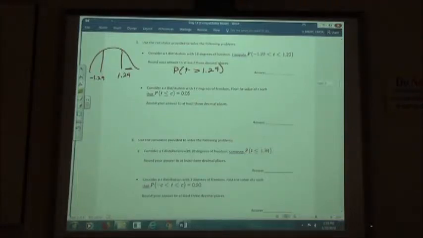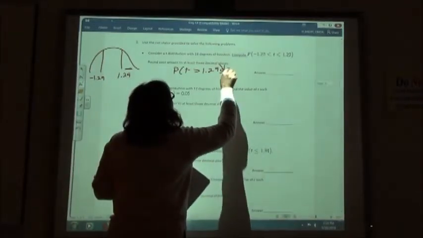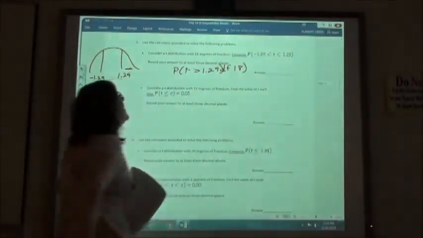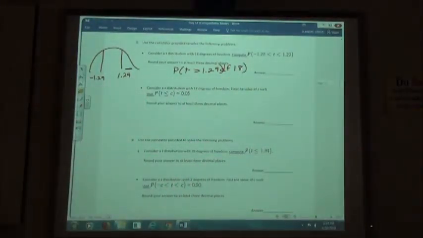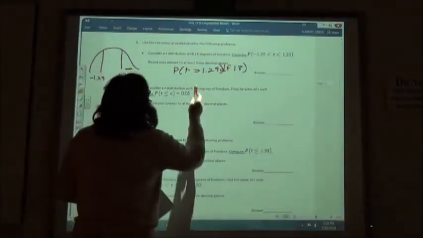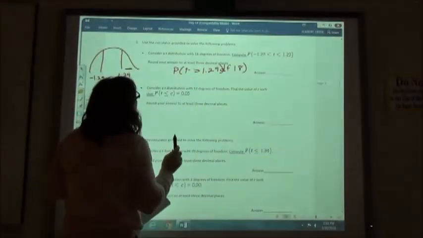And I suppose I didn't put my degrees of freedom. 18. I better put that. There, we'll add that on there. Degrees of freedom should be 18, it says up there. 107.